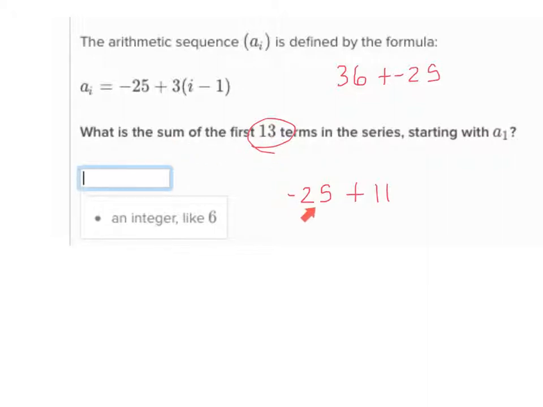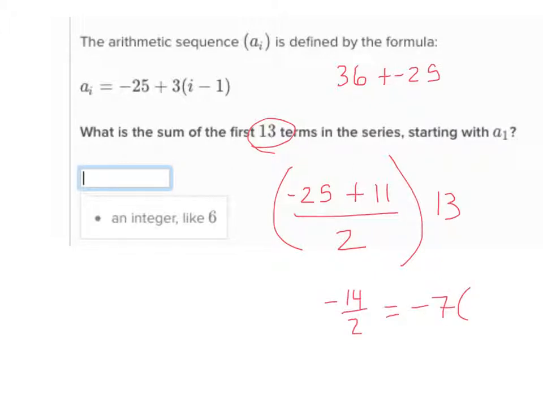So here's the first one. There's the last one. I'm going to divide by 2. And then I'm going to multiply that all times 13, because that's how many terms I've got. So I got -25 plus 11 is -14, over 2, which is -7. And I want to multiply that by 13. And what do you get? -91. So if I were to list all 13 terms and add them up, I'd get negative 91.